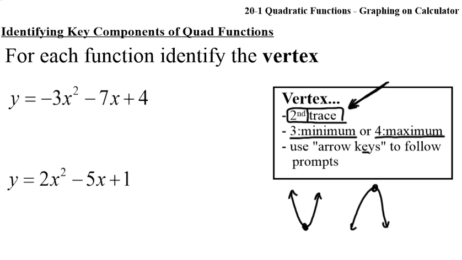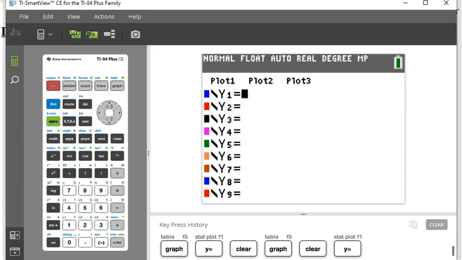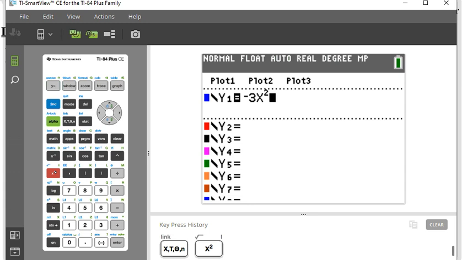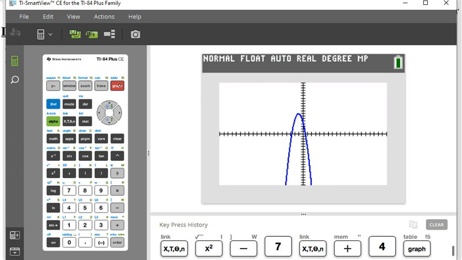We want to graph 2x squared minus 5x plus 1. And we want to find the vertex for each. So let's walk through it. Calculator, y equals, first graph, negative 3x squared minus 7x plus 4. Let's graph it. Now, it's not absolutely perfect for a window setting, but I have all the key components. I could maybe bring my x's in a bit, but I'm not overly concerned.